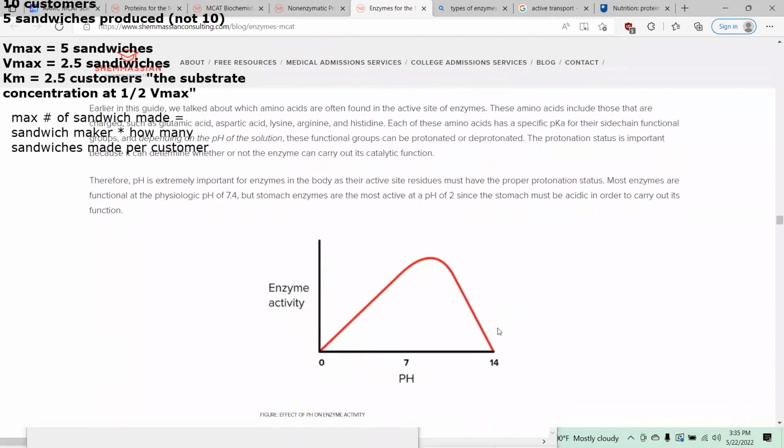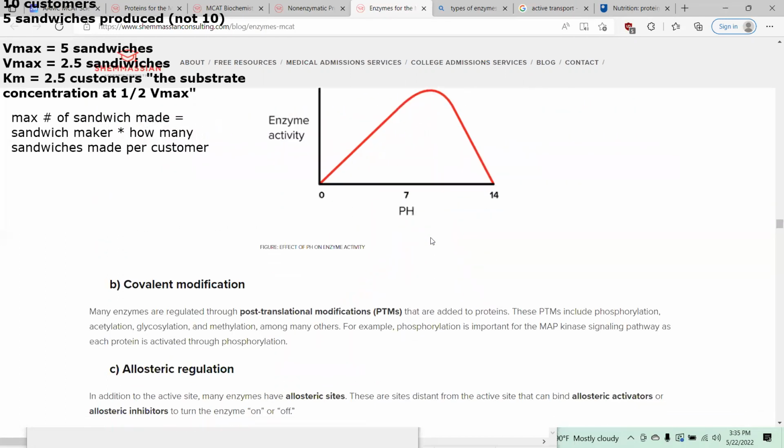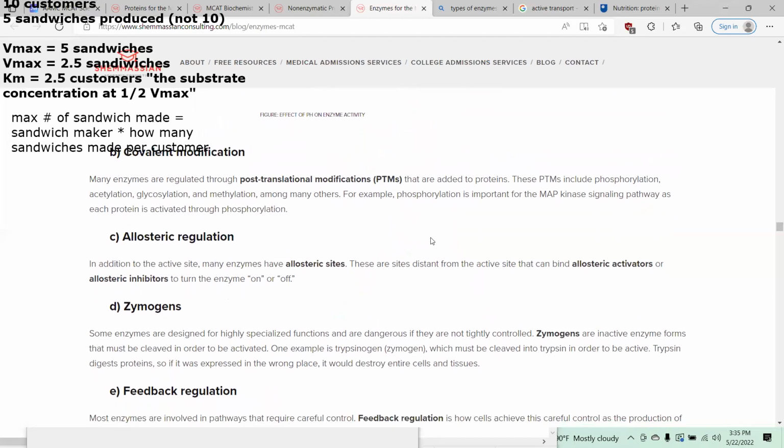pH is the exact same thing. We're talking about not denaturing it, and you're going to denature it at either end. You need to be at the right optimal pH for the enzyme to fold properly. Same thing with pH. Covalent modification.